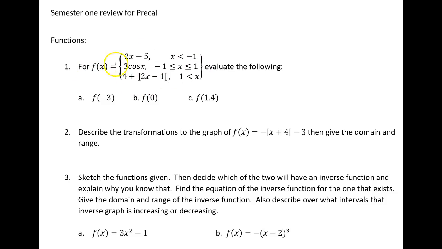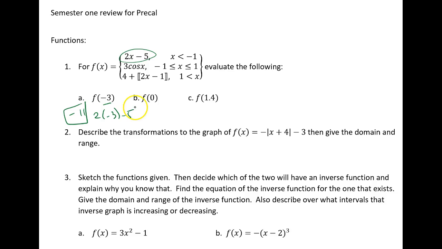This would be a piecewise function, and if you're ever asked to evaluate f of something, remember that something is an x value. So what you're supposed to do is figure out what x restriction it fits into, because these are just domain restrictions back here. So is -3 less than -1? Well, the answer is yes. So that is the function that you're going to plug -3 into. And that's really all you're going to do. So 2 times -3 minus 5 would be -11, and that's your answer.